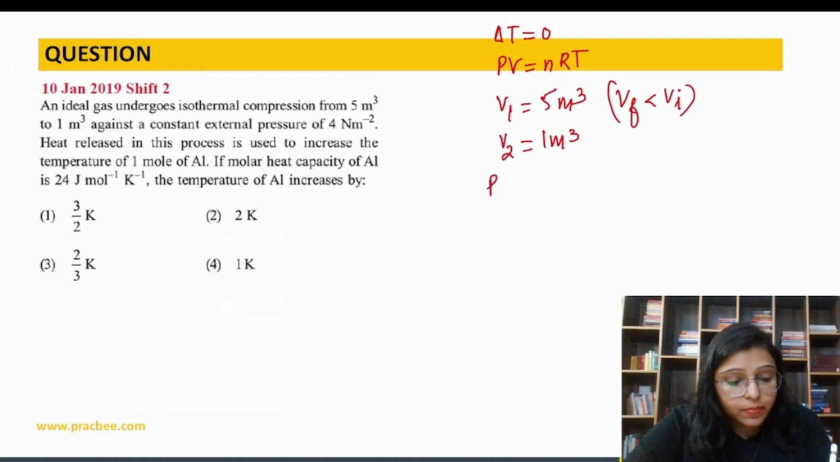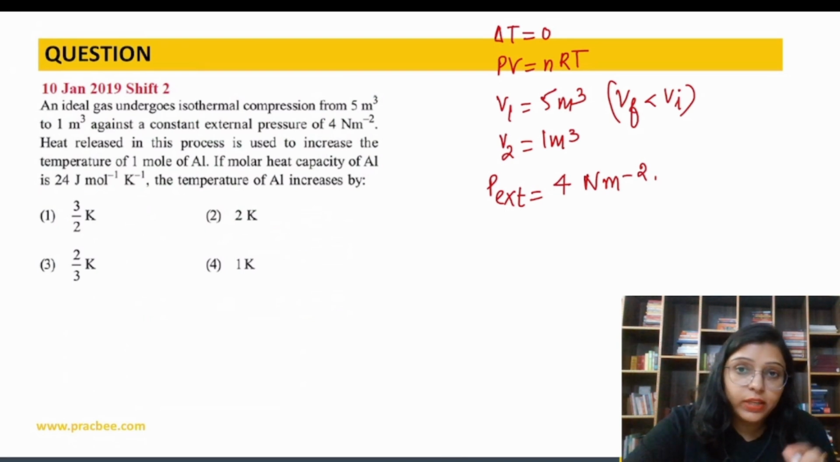Against a constant external pressure which is equal to 4 Newton per meter square. Heat released in this process is used to increase the temperature of 1 mole of aluminium, if the molar heat capacity of aluminium is 24 joule per mole per Kelvin. So how to solve? The temperature of aluminium increases by?